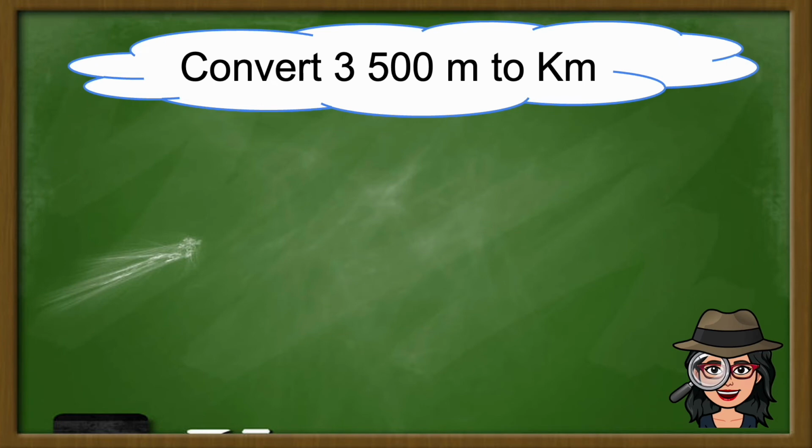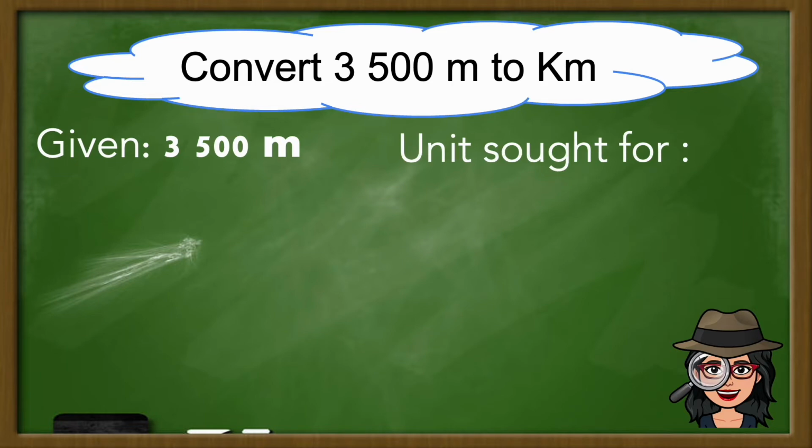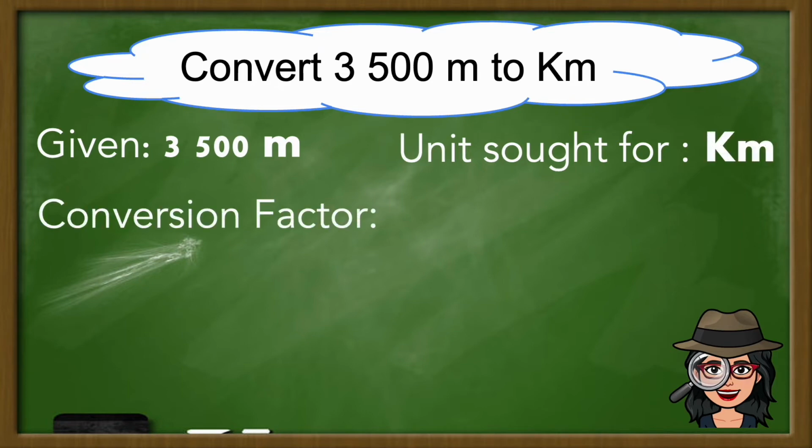Let's try this example. Convert 3,500 meters to kilometers. So again, what is given? Correct. The given in this example is 3,500 meters. And what unit are we going to find out? That's right. That is the unit kilometer. So the conversion factor that we will be using is the same as the conversion factor that we used in our previous example. That is, 1 kilometer is equal to 1,000 meters.